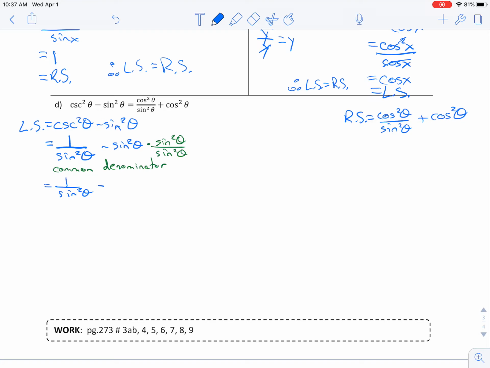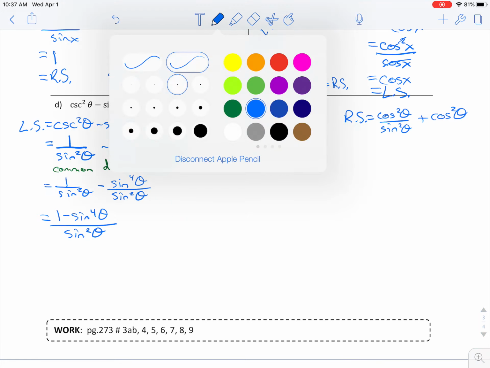So the first one, I still have 1 over sine squared theta minus sine squared times sine squared, which is really sine to the 4th. And then that's over sine squared. So what I'm doing is creating a common denominator so that I can bring this together. And so I end up with 1 minus sine to the 4th theta over sine squared.